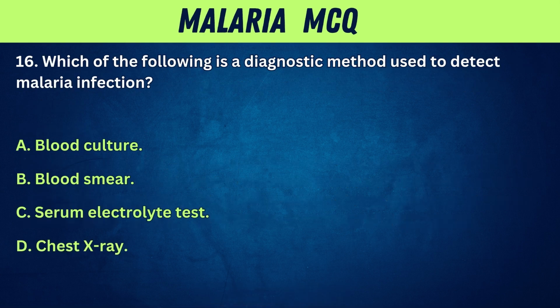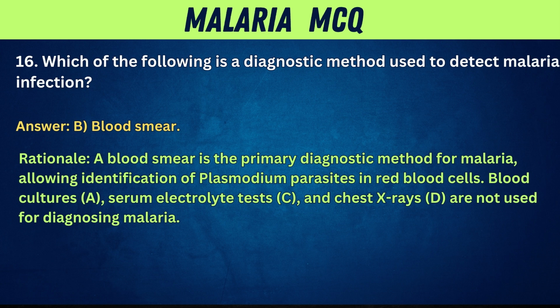16. Which of the following is a diagnostic method used to detect malaria infection? A. Blood culture. B. Blood smear. C. Serum electrolyte test. D. Chest X-ray. Answer: B. Blood smear. Rationale: a blood smear is the primary diagnostic method for malaria, allowing identification of Plasmodium parasites in red blood cells. Blood cultures, A, serum electrolyte tests, C, and chest X-rays, D, are not used for diagnosing malaria.